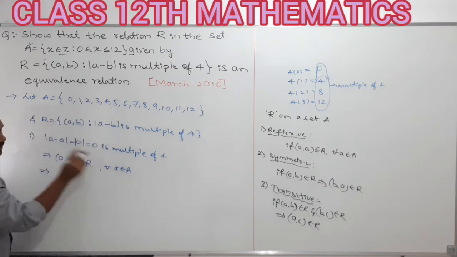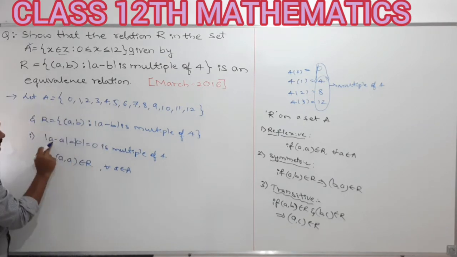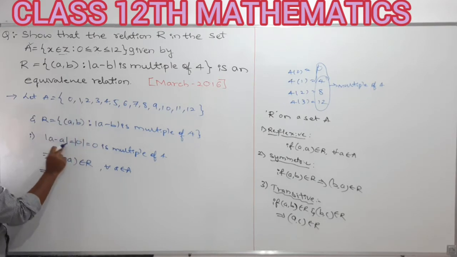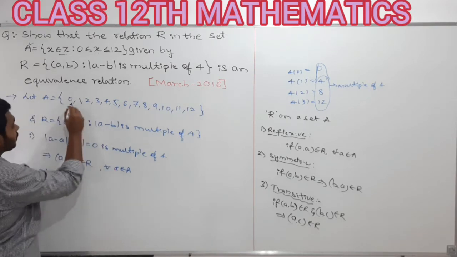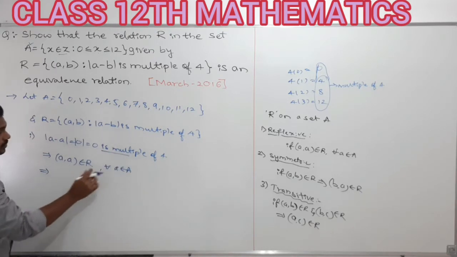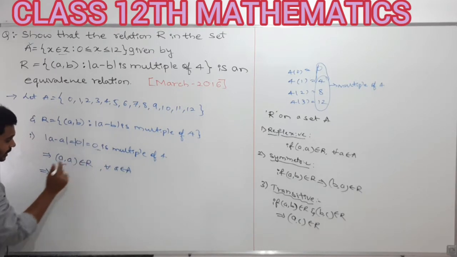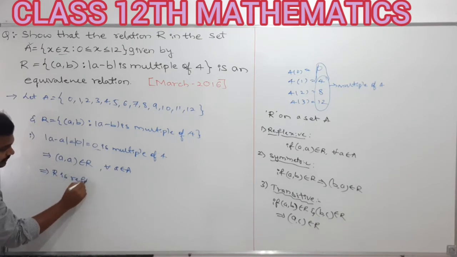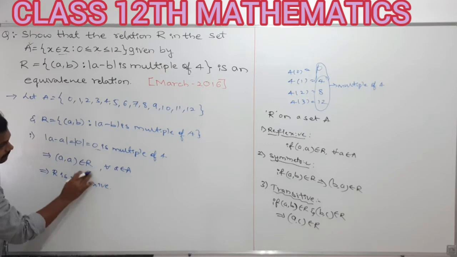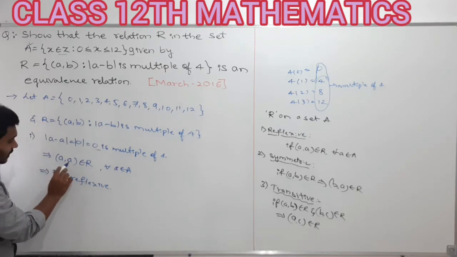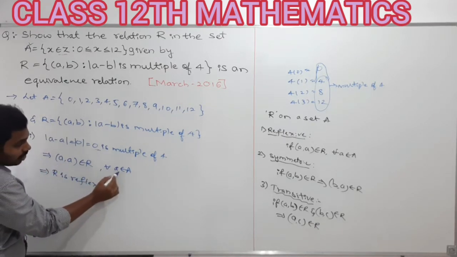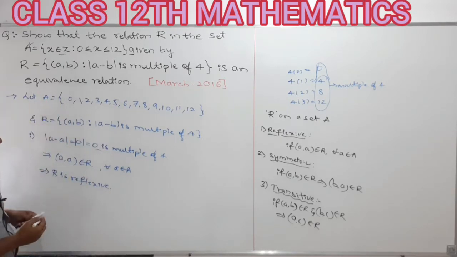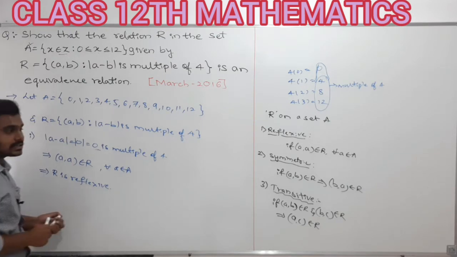So any integer you can take. Any element you take, 1 minus 1 is 0, 2 minus 2 is 0. It means for every element of A, this condition will be satisfied. Therefore, we can say that R is reflexive. My dear students, please remember, R is reflexive because every element is related to itself. That is, this is for all elements of the set A. If this condition is satisfied, then we can say that R is reflexive.